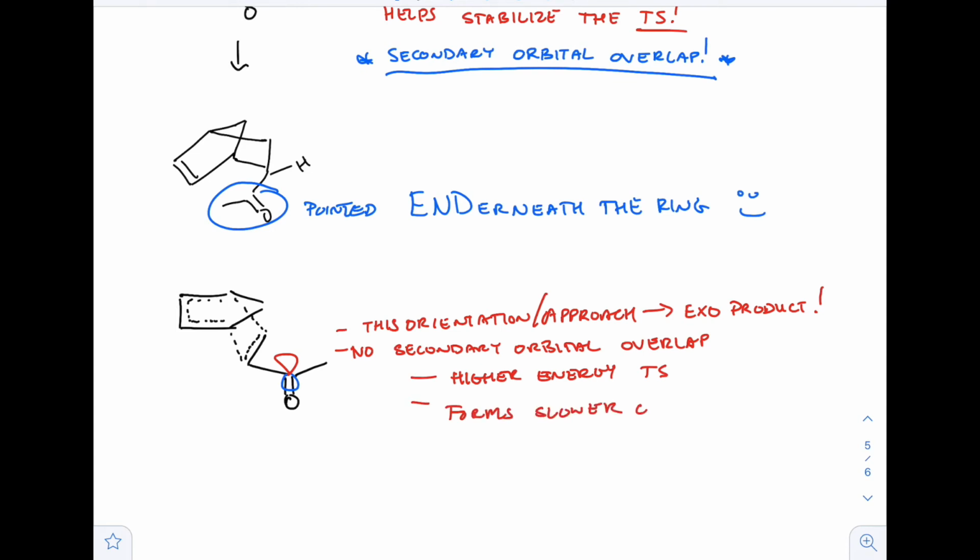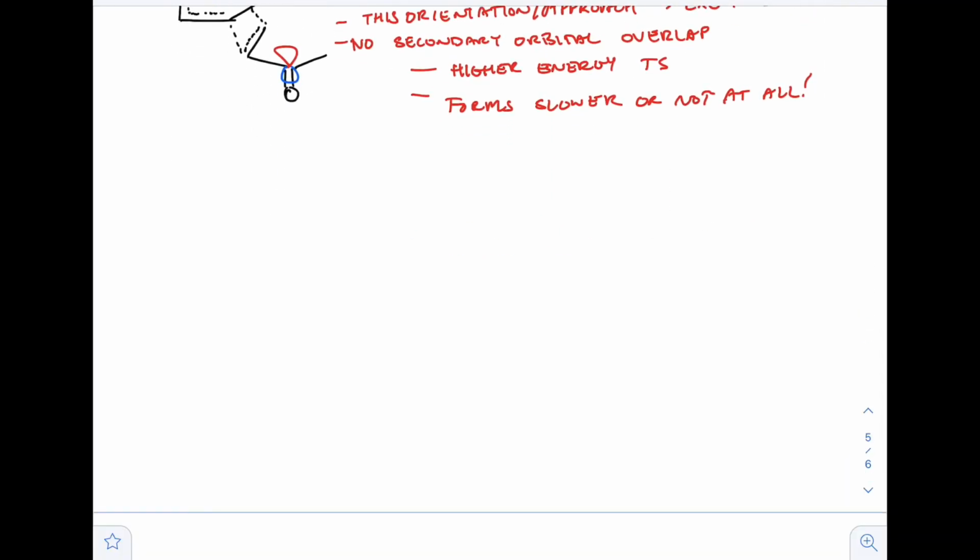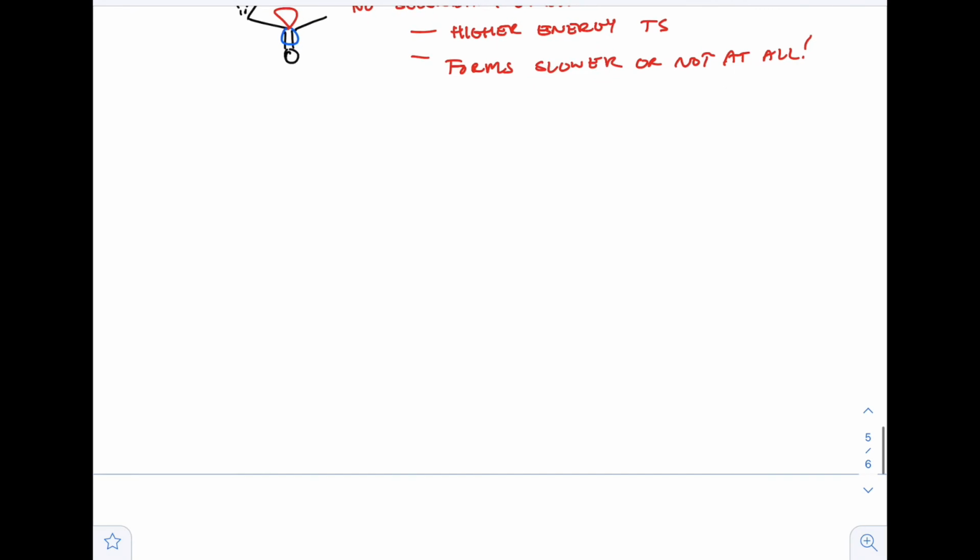And remember also, if we have a higher transition state energy, that's a higher activation energy, right? So it forms slower or maybe even not at all. Okay. All right. So this is some stuff right here.